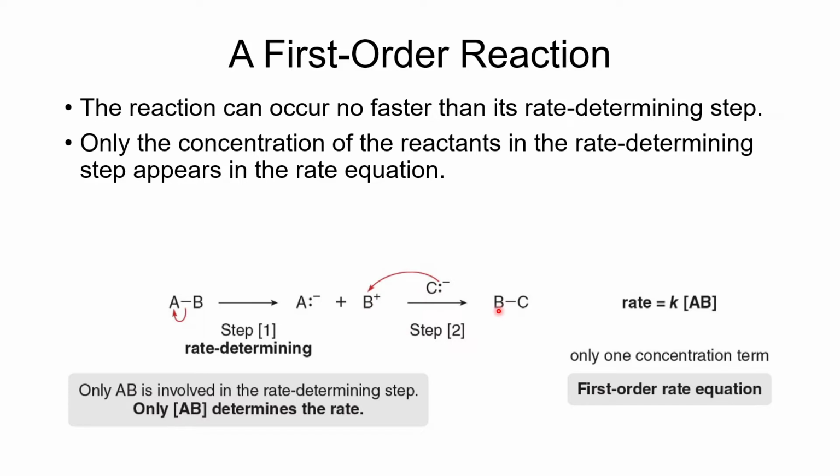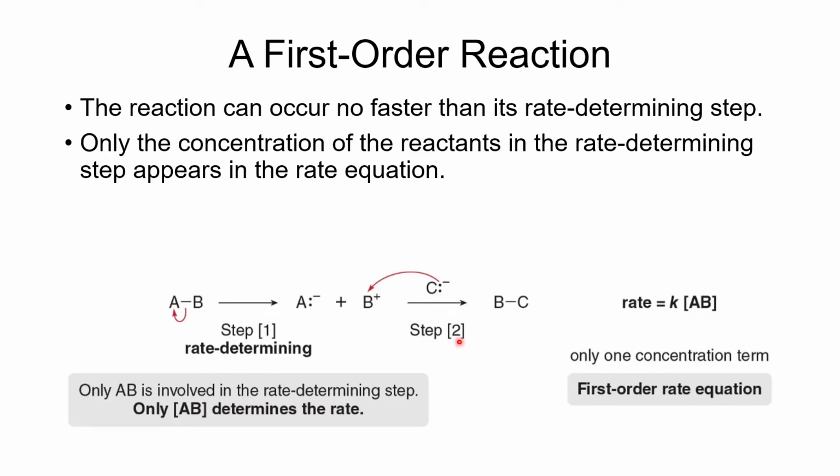Assuming that this has the energy diagram that we saw a few slides back, that first step was rate determining. Since that is rate determining, only the reactants in the rate determining step show up in the overall rate law. So it is required for C minus to be there to complete this reaction, but changing the concentration of C minus will not affect the rate of the reaction. All right, and we're going to look at some examples of this here in just a bit.